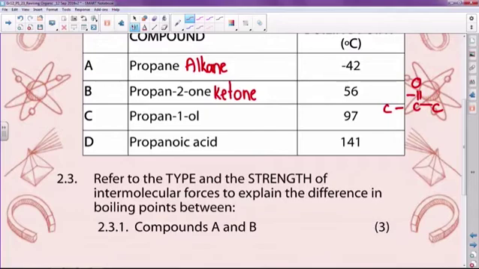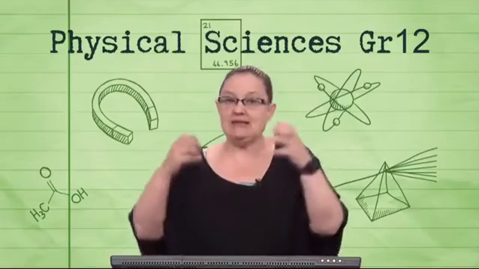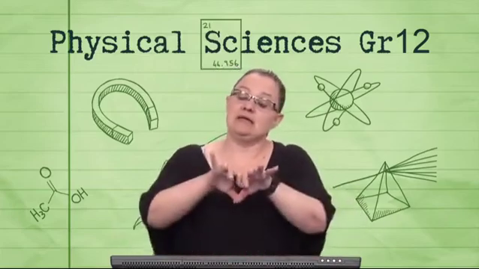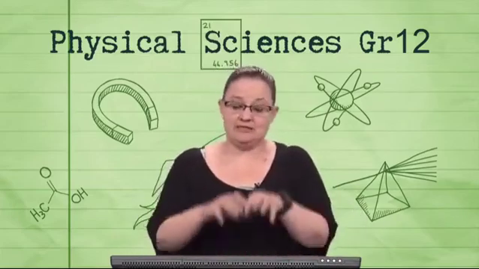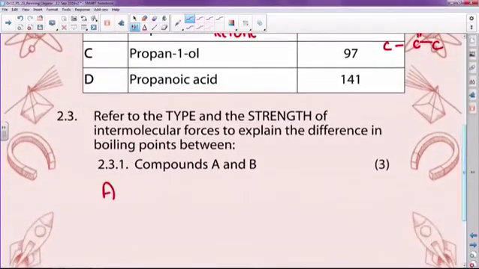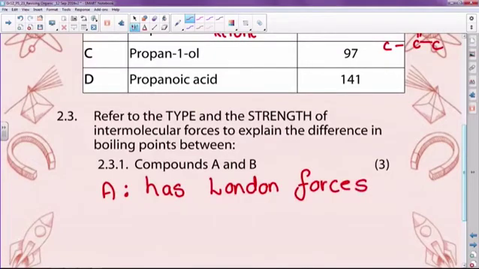But first and foremost, propane has a significantly lower boiling point than propan-2-one. That means it must have significantly weaker intermolecular forces. Because it's an alkane, it is nonpolar, a nice nonpolar molecule. That means A has London forces, or you can call them dispersion forces, that's fine. And some of you might have learnt it as induced dipole. That's fine. Okay, it has London forces.